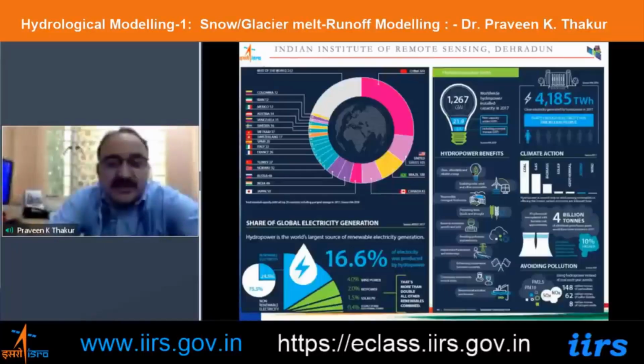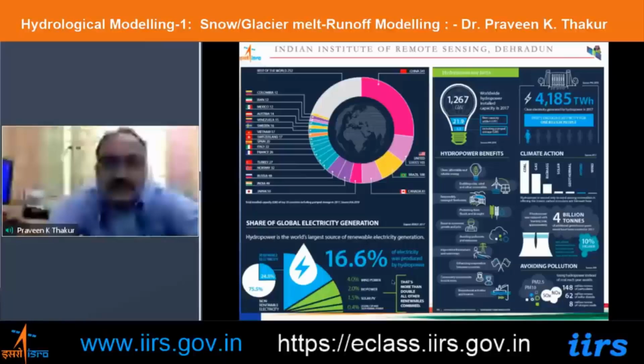Similarly, one more thing is hydropower. This renewable energy is one of the major sources. Of the renewable sources, 25% is being contributed by hydropower. So this is also a major factor, and this hydropower in the mountainous region depends on what we call the dependable flow, which is contributed by the melting of snow and glacier ice.